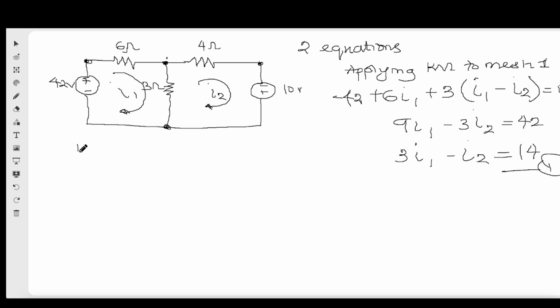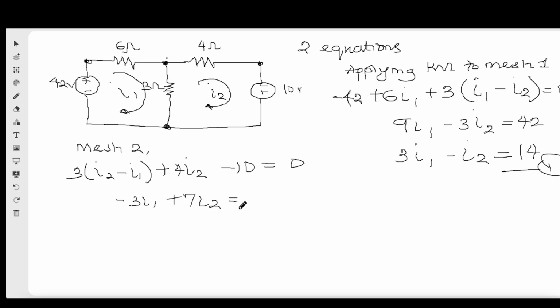Applying KVL to mesh 2, what do we have? Now we are going clockwise from I2. When it gets to 3 ohms, I1 will be going clockwise too, but this is going up, I1 is going down, right? Since we are going up using the direction of I2, we have the positive. So 3 into bracket I2 minus I1, that's the voltage on 3, plus 4I2 minus 10 equals 0. If I'm to rewrite this, I will have minus 3I1 plus 7I2 equals 10.